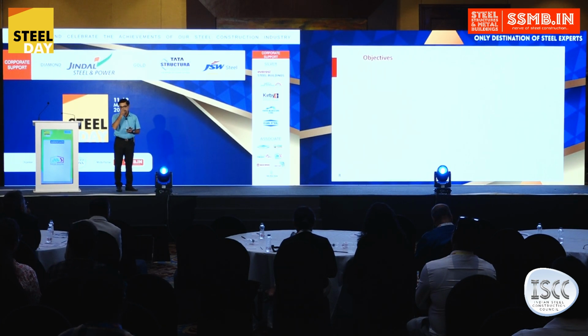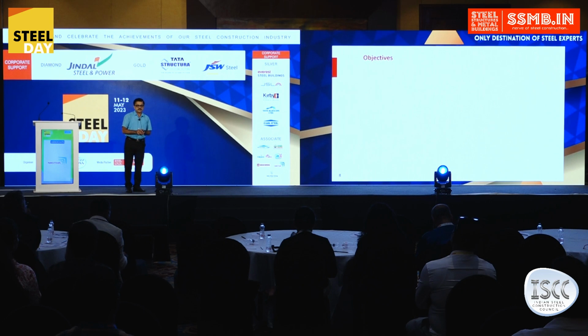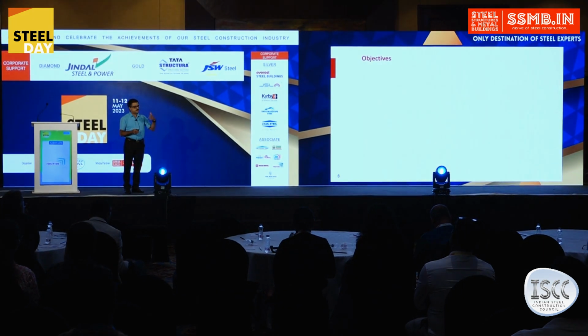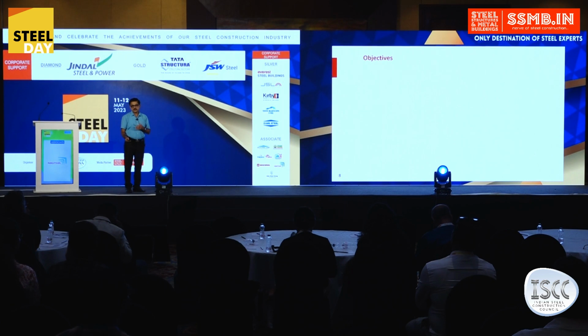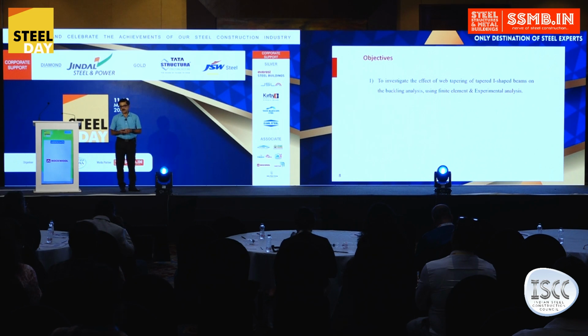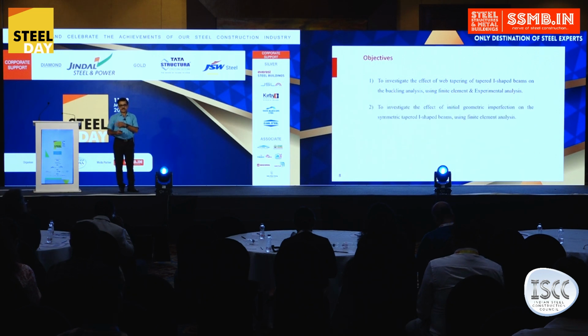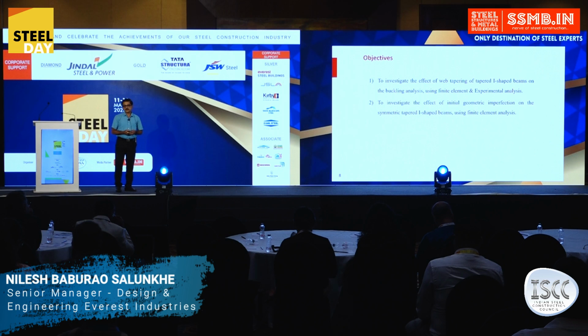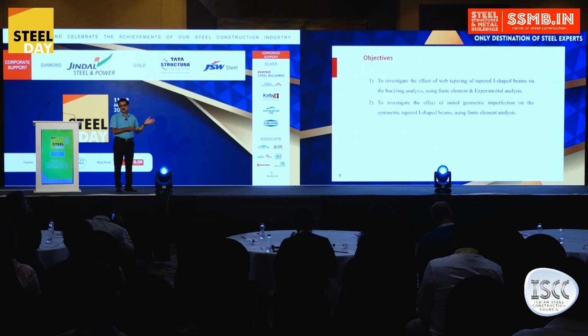So when asking those questions, it was decided what the objectives would be to answer those two questions. The objectives were to investigate the effect of web tapering of I sections on the buckling analysis using finite element analysis, and to validate that finite element analysis by real-time experimentation. The second objective was to see the effect of initial geometric imperfection on the tapered I sections, or the capacity of the I sections, also using finite element analysis.